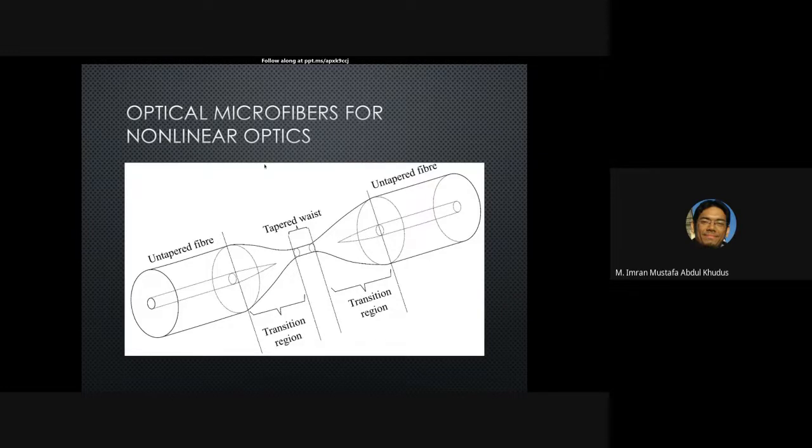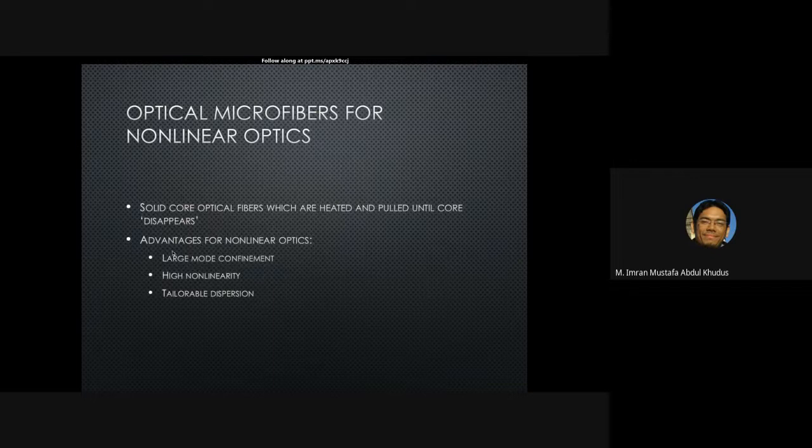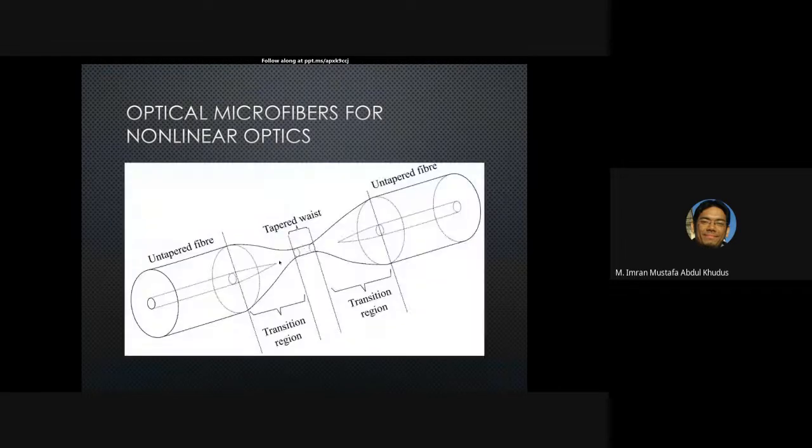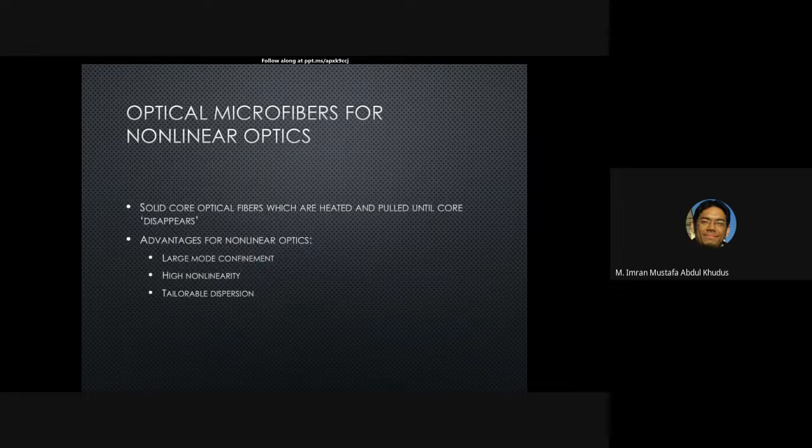The reason this is done is because it has large mode confinement, it has a high nonlinearity, and it has tailorable dispersion. The second part is really important. The actual nonlinearity is quite high as compared to normal silica, because it's small. The diameter of this is of the order of 1 micron and smaller, 2 microns, 1 micron and smaller. So it's really small. All of the light goes into a really small area, so it allows high nonlinearity.